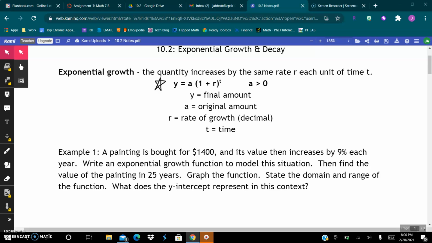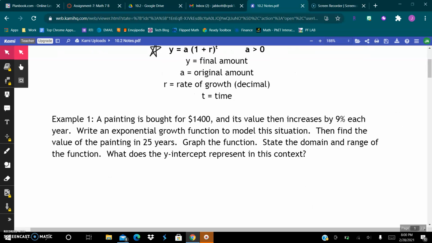So, for example 1, a painting is bought for $1,400 and its value then increases by 9% each year. Write an exponential growth function to model this situation. Then find the value of the painting in 25 years. Graph this function. State the domain and range of the function and what the y-intercept represents in this context. So lots of questions here to answer.